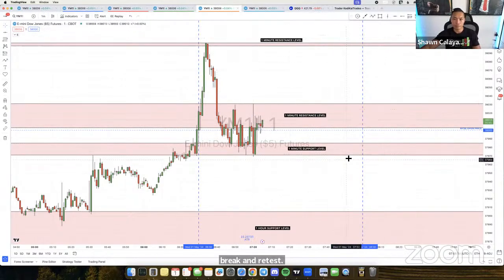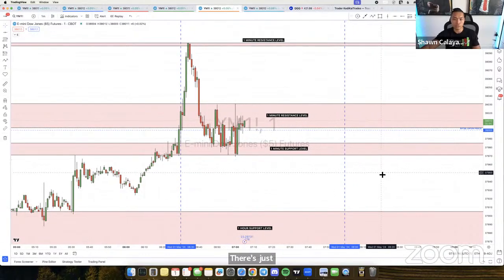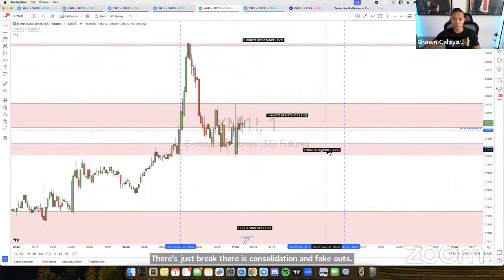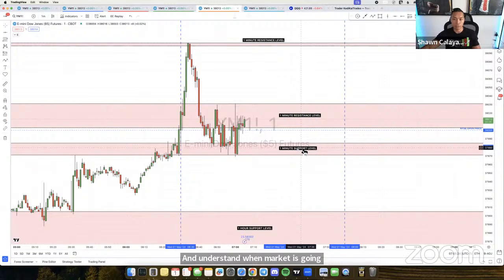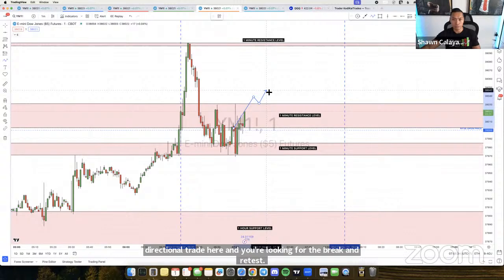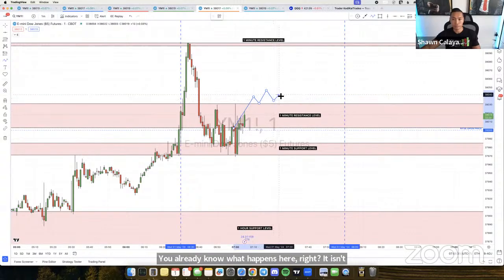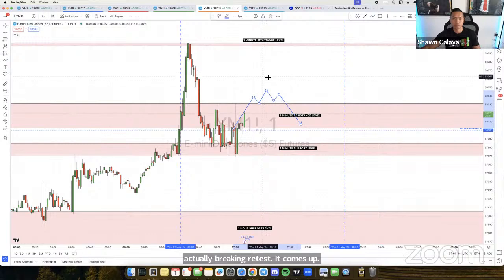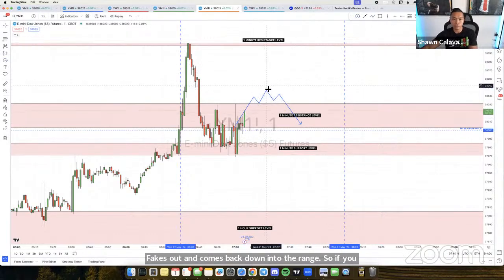So it's always important that you understand how to actually read the market and understand when the market's going sideways, when it's moving directional. Because if you only know how to trade one way, like a directional market, you're going to get caught in a lot of fake outs. For example, here, if you're looking for a directional trade and you're looking for the break and retest, you already know what happens here, right? It doesn't actually break and retest. It comes up, fakes out, and comes back down into the range. So if you only know how to trade direction, you're going to get caught in a lot of these trades and get stopped out.